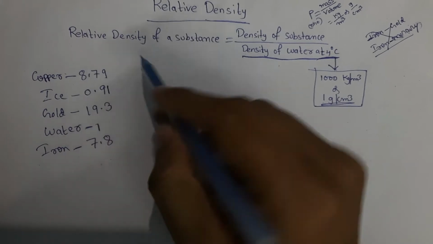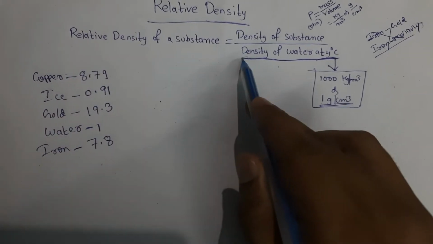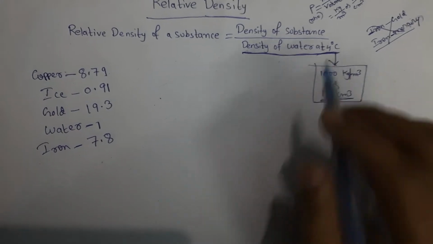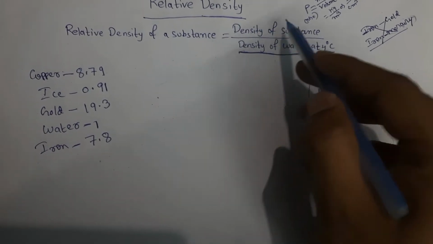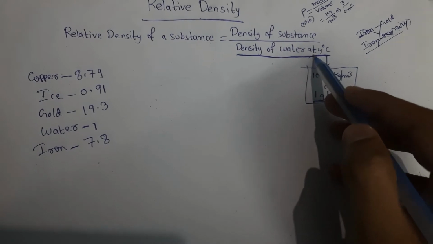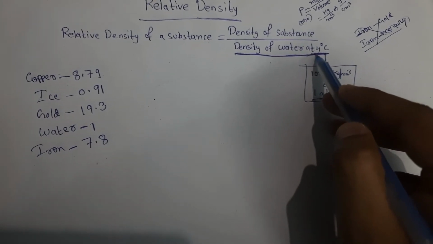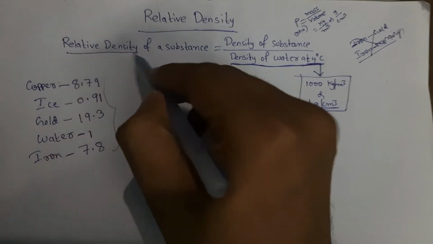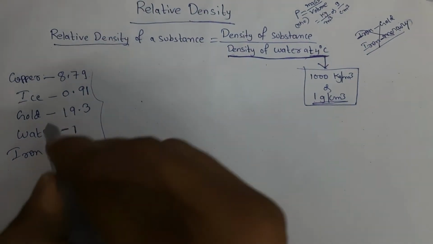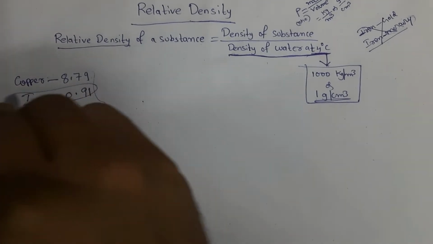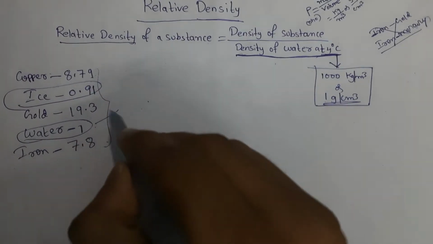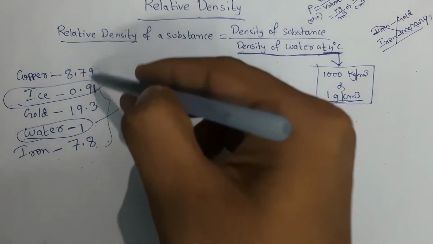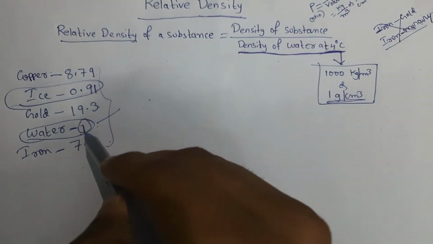So it has been easy. That is why we took a reference, that is the density of water at 4 degrees centigrade. First we compare the density of any substance with the density of water at 4 degrees centigrade, which gives these values. These are called the relative densities of these substances. Obviously we are comparing with water, so except ice, all these relative densities are more than the relative density of water.